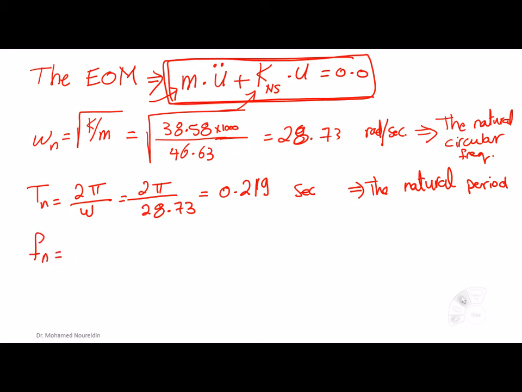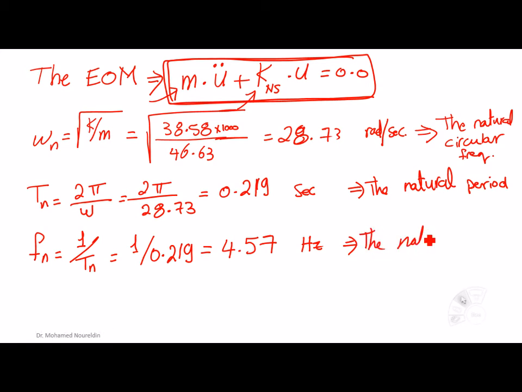And then we have Fn, which is going to be 1 over Tn, right? And it equals 1 over what we have obtained here, which is 0.219, and this equals 4.57, and this is going to be in hertz, right? And this is what we call the natural cyclic frequency.